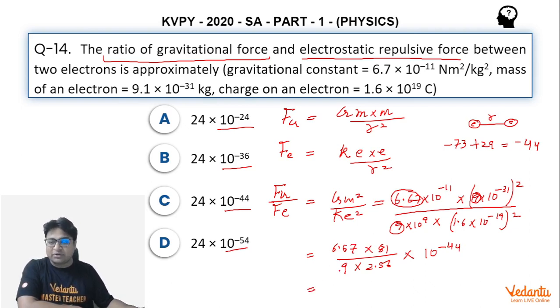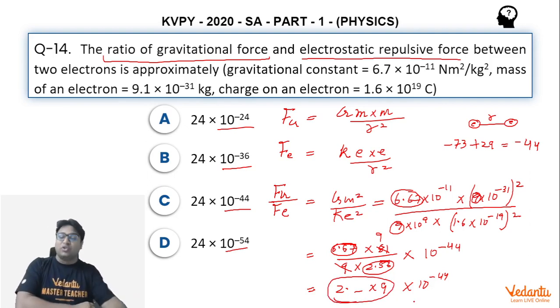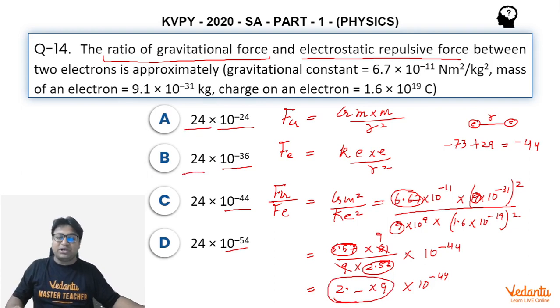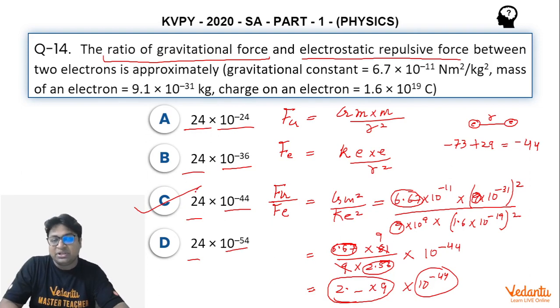So let's do a rough calculation. This 9 gets cancelled with this, we get 9, and this 2.56 divided by this, probably this is something like 2 point something into 9 into 10 raised to power minus 44. So we can clearly see that this number would be probably close to 20, maybe something more than 20. And since all the options have 24, I'm pretty sure that once we finish the calculation properly, we are going to get something which is close to 24, and the power that we are getting is 10 raised to power minus 44. So option C must be the correct one.